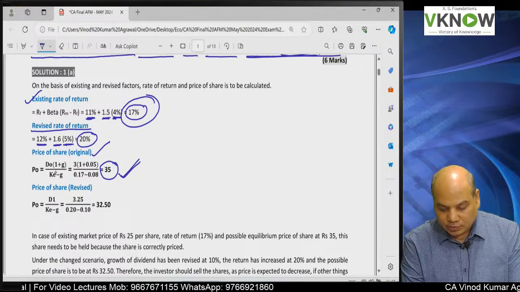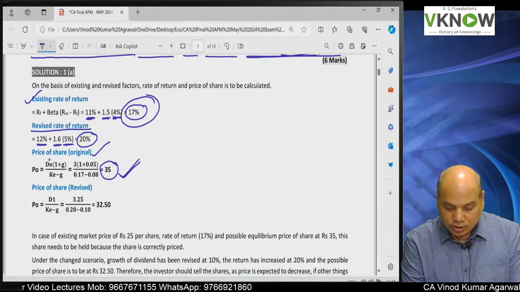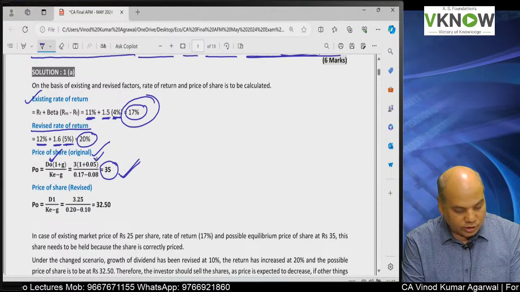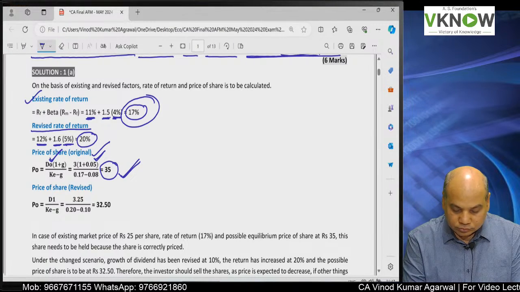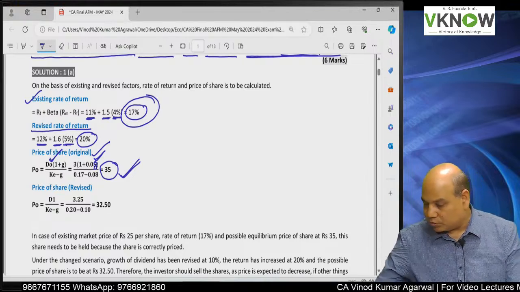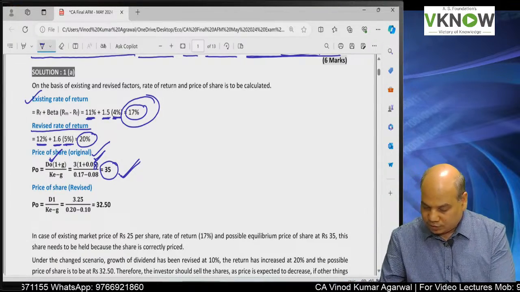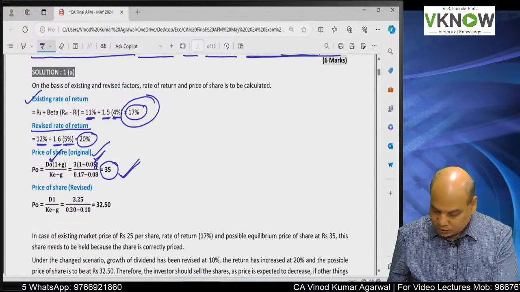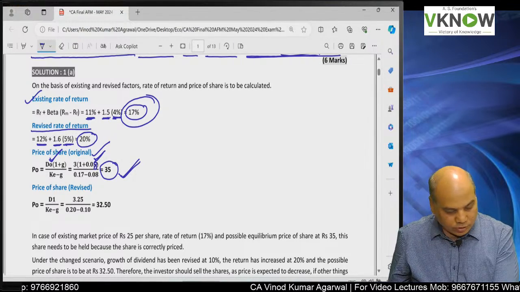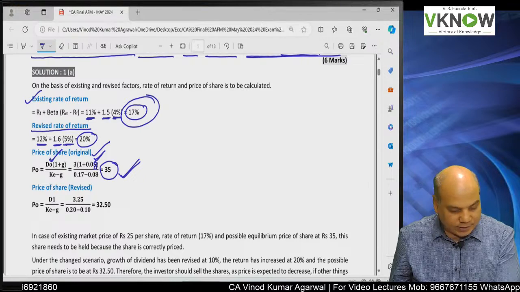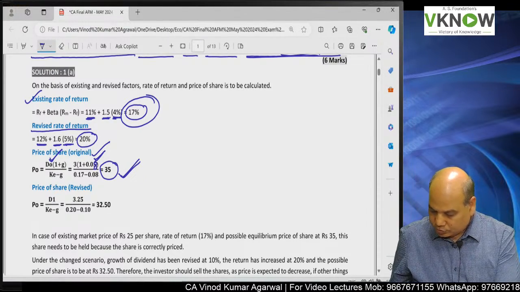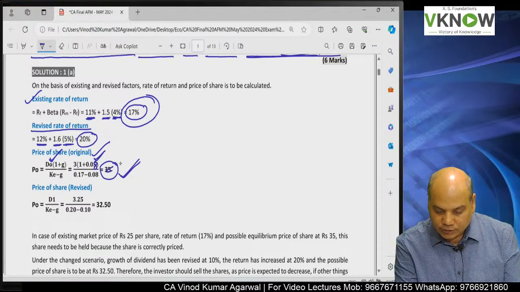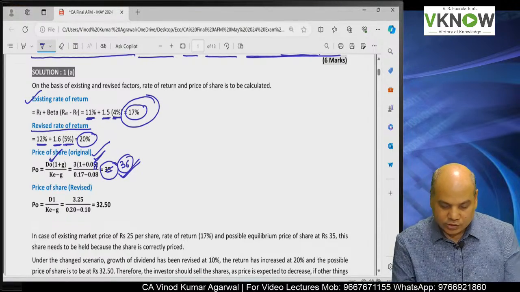Based on original data, the share price is 35. D0 into 1 plus G. Here we are given D0, so I need to increase it by expected growth rate of 8%. There is a small calculation error, I will rectify. It should be 3 into 1.08, then divide by 17% minus 8%, 9%. So this is 36 rupees. Instead of 35, this is 36 rupees.